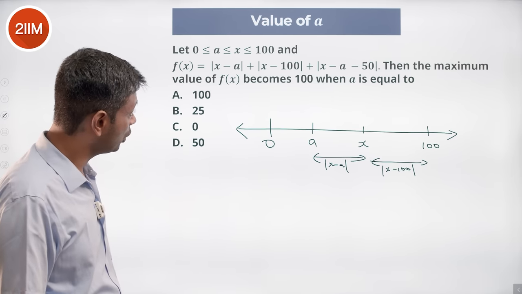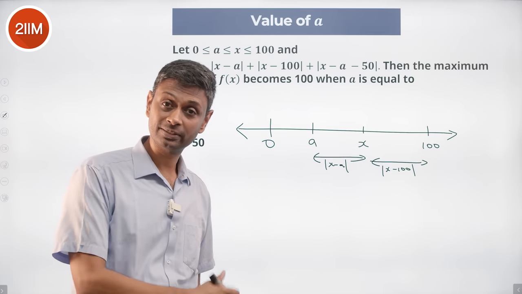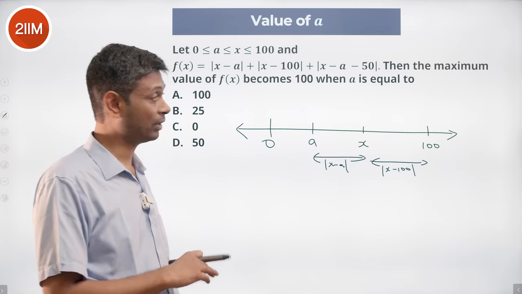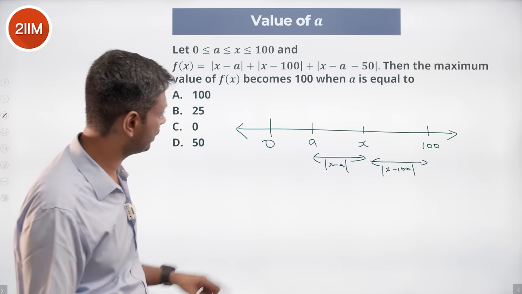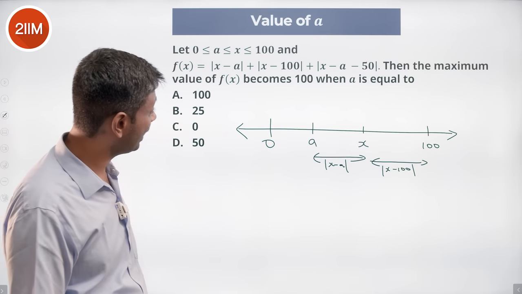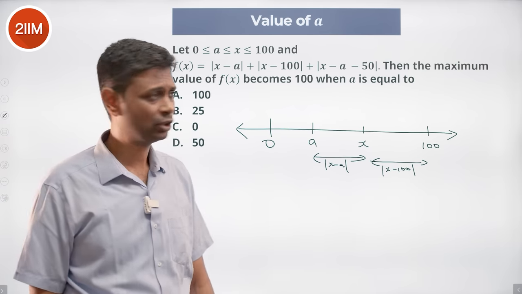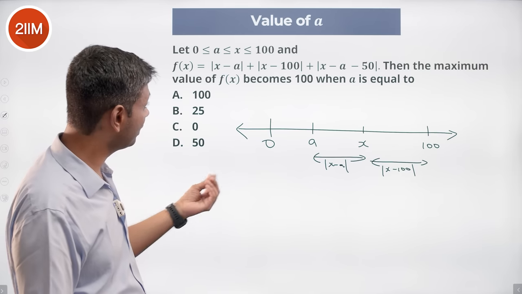And then modulus of x minus (a plus 50), and from x we are subtracting a plus 50. And so this is the function, f of x is modulus of x minus a, plus modulus of 100 minus x, plus modulus of x minus a minus 50. When will this be maximum? For a given a, right?